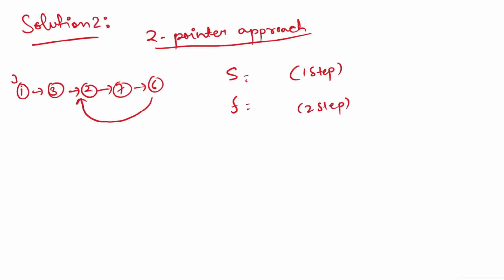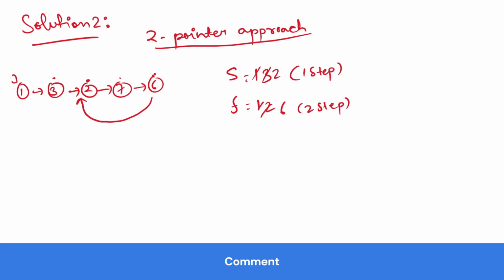So first I start from here, both of them, and then in the first step slow will be there and fast will be there. And in the second step slow will be there and fast will be there. It will be at 2, it will be at 6. So at the second step, slow will be here and fast will be again here.